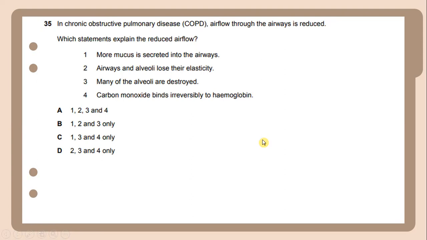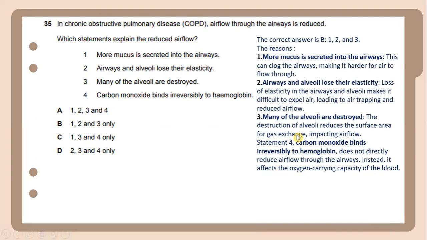In chronic obstructive pulmonary disease, what is known as COPD, airflow through the airways is reduced, and which statement explains the reduced airflow? The correct answer will be 1, 2, and 3. More mucus is secreted into the airways. This can clog the airways, making it harder for air to flow through.